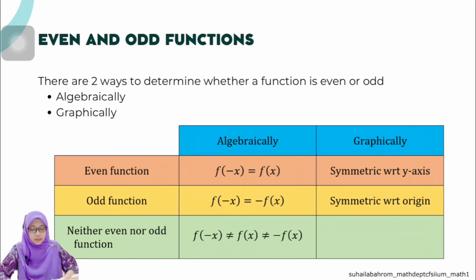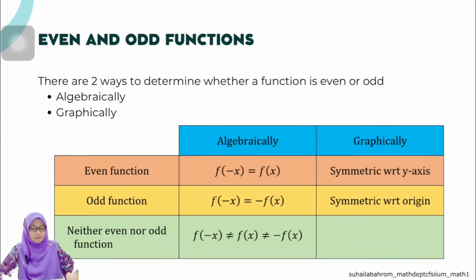By using the first method, the algebraical method, we have to substitute every x with negative x in the function. When you substitute x with negative x, if it is equivalent to f(x), it means the function is an even function. If it is equivalent to the negative of f(x), the function is an odd function. But if it is not equivalent to f(x) or to the negative of f(x), it is neither an even nor an odd function.